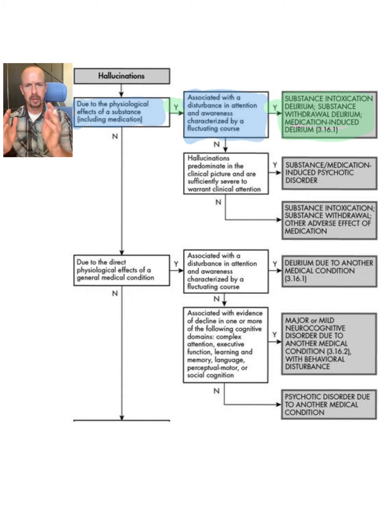We're saying that the first step is we understand that there's a substance involved. We move over and we ask ourselves, is this person really disoriented, going in and out of awareness? If that's the case, the DSM and this DSM map has us call it substance intoxication delirium or withdrawal delirium. Now, let's say that they're not going in and out of awareness, they're not necessarily disoriented or having cognitive issues. Let's say they are still having hallucinations though, and we know there's a substance involved.